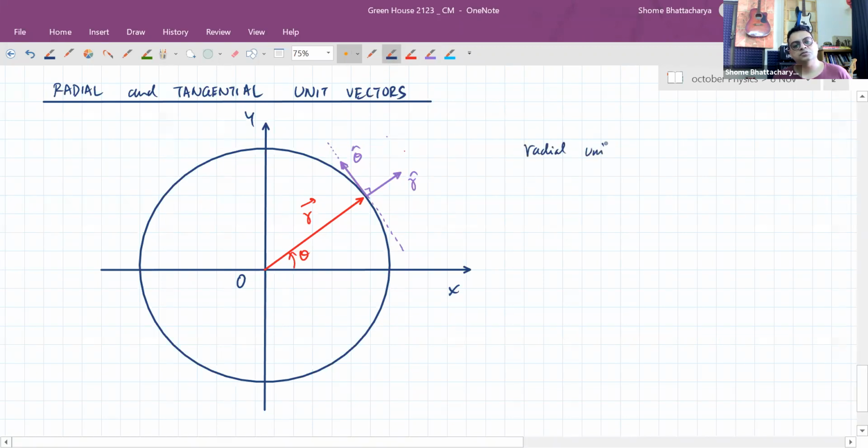So the radial unit vector r cap is a unit vector along the radial line or axis. So this is your radial line over here.